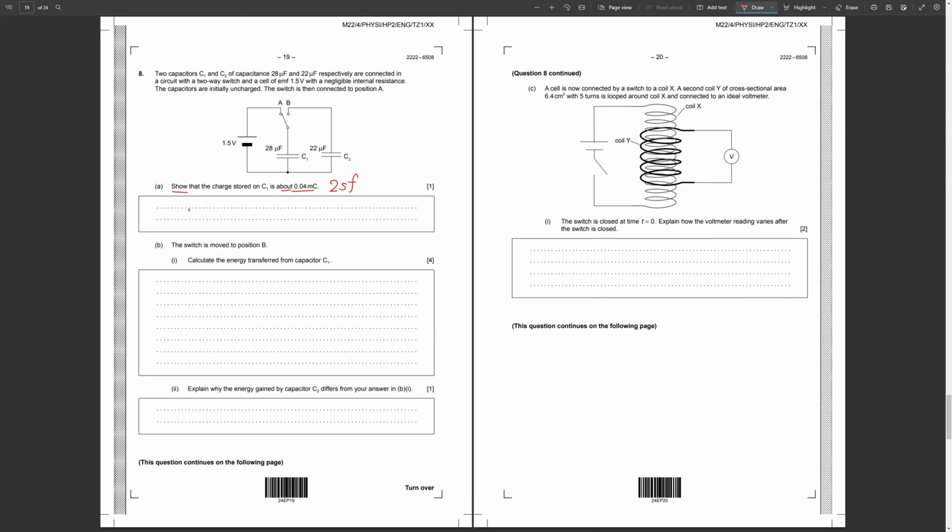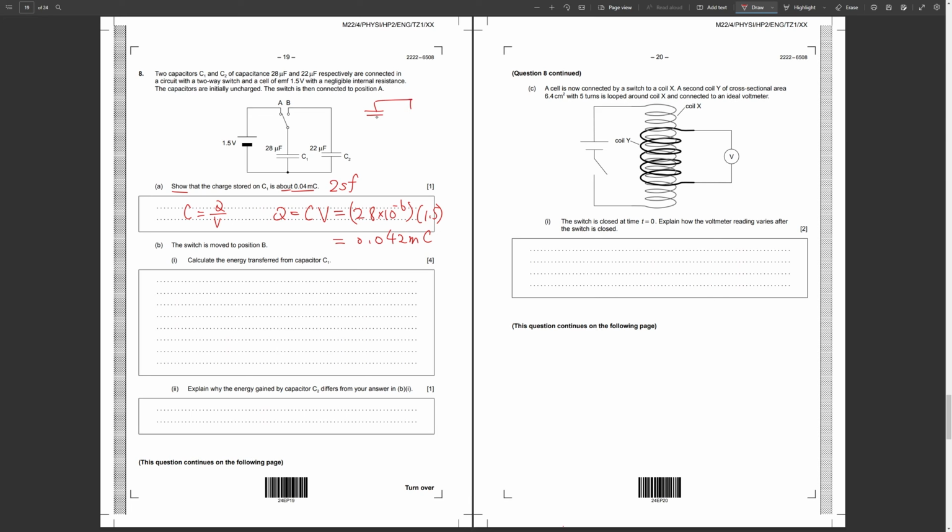Let's start with the capacitance is the charge over the potential difference. And we can rearrange it to get charge is the product of capacitance and voltage. 28 microfarad times the voltage 1.5, and it is 0.042 millicoulomb.